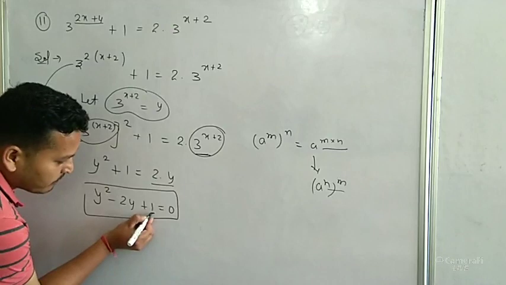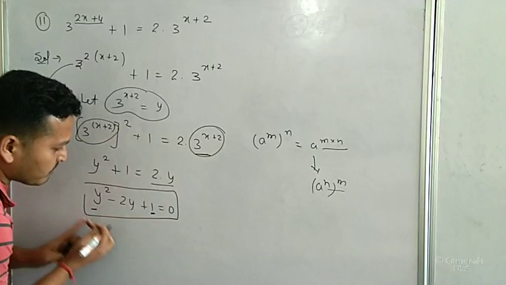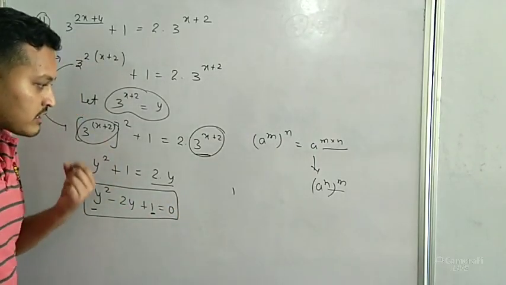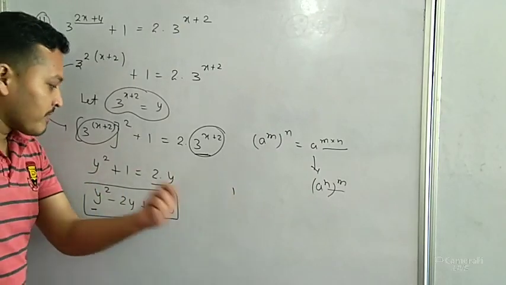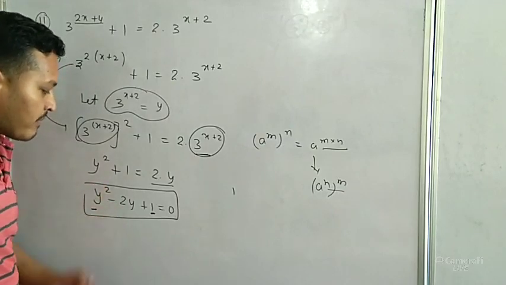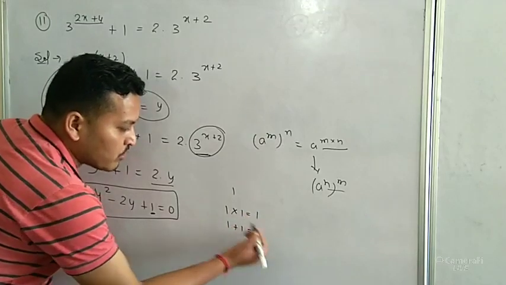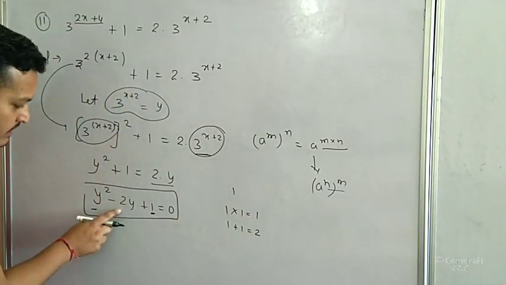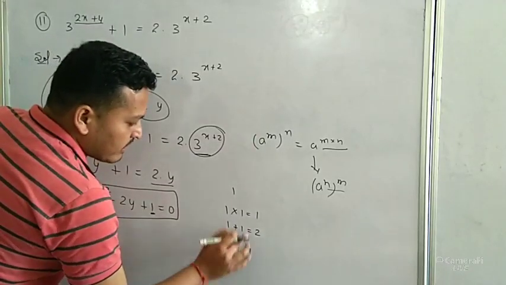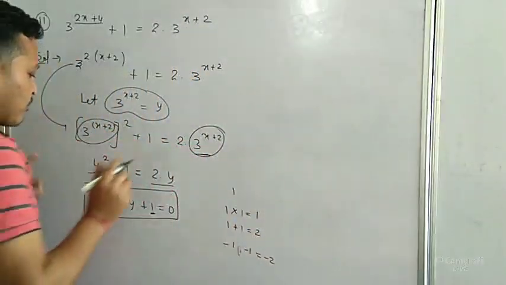Okay, the product of the constant c, which is 1, and the coefficient of y square, the product of these two numbers is 1. Find the factors of 1, such that their difference or addition will become minus 2. So 1 into 1 is equal to 1 and 1 plus 1 is equal to 2, but here minus 2 is coming. So we can write minus 1 into minus 1, and minus 1 minus 1 is minus 2. So by using this concept we can solve this quadratic equation.